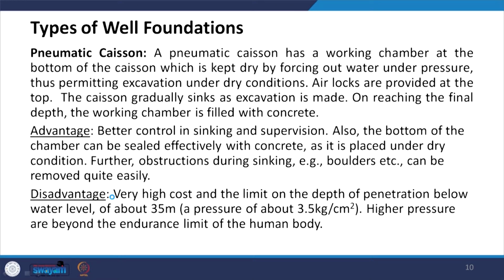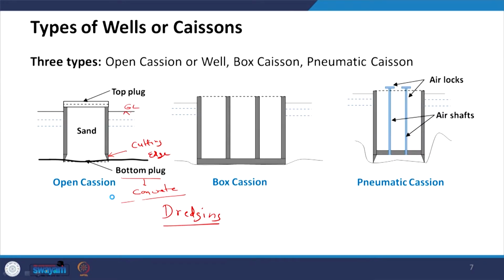In the case of pneumatic caissons, a working chamber is prepared, which you can see here. This is the working chamber where you have this air shaft. Then you have the airlock. Air is pushed inside and the water is taken out. When the water comes out of this well, that means the chamber inside is dry and one can work in dry conditions, in a better position than working in wet conditions as in the other wells.